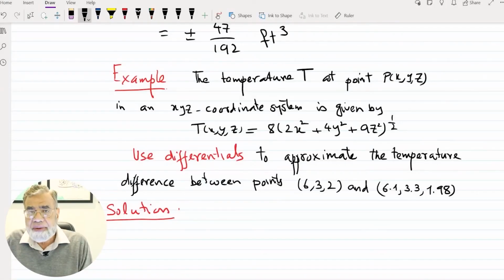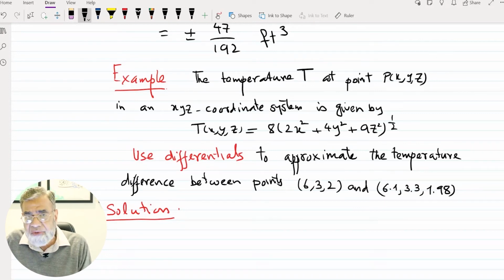I'll give you another example. We have here an example in a 3-coordinate system x, y, and z. We have the temperature, and we give the temperature distribution in the x, y, z system. This T is a functional relationship of x, y, z: T = 8 times the square root of (2x squared plus 4y squared plus 9z squared). It can be any functional relationship in the x, y, z system.